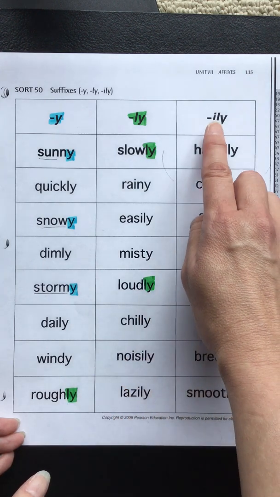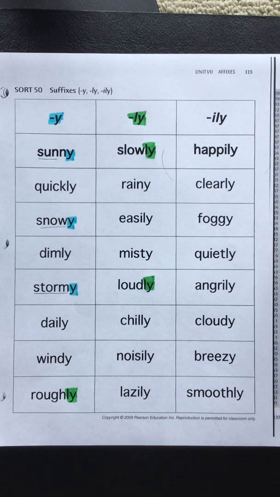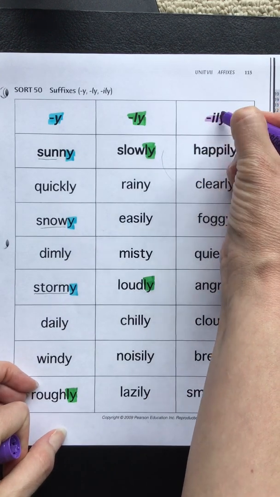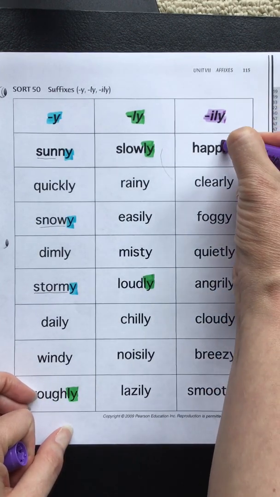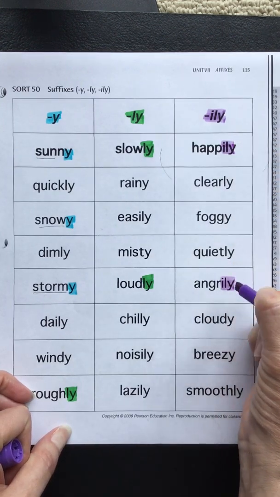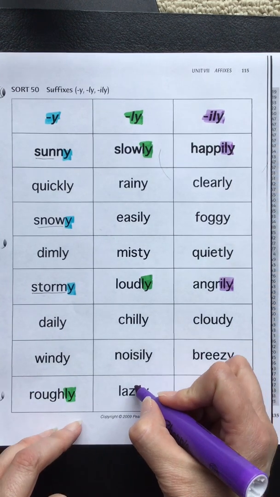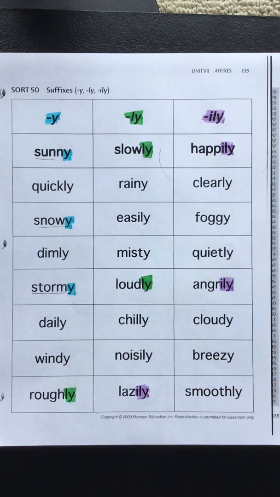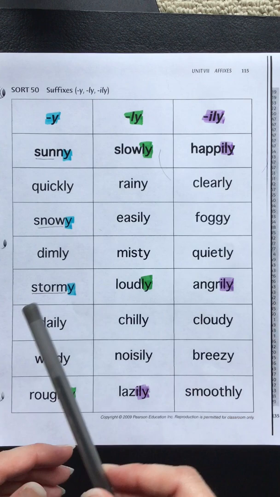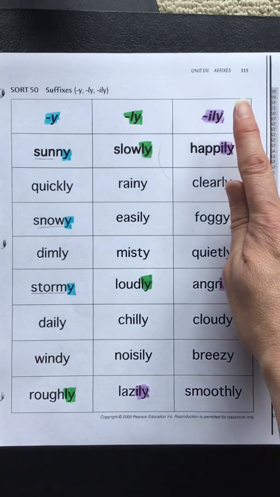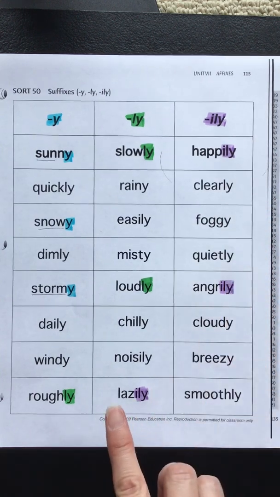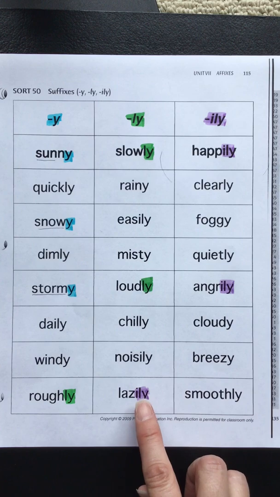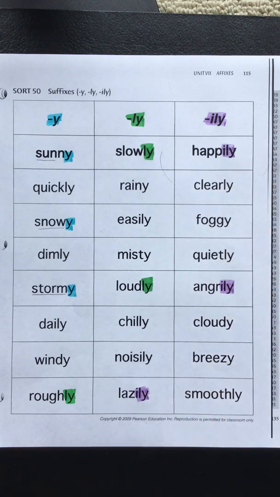Okay? ily does the same thing. Let's get purple for that one. It's just that these are words. I want you to see actually what happens. Happily, ily. Angrily, ily. Do you see another one? How about lazily? There are, of course, more, but we'll stop there. Okay, in all of these words, an adjective was turned into an adverb. The adjective happy, the adjective angry, and the adjective lazy all turned into adverbs. Okay, words that can describe verbs, adjectives, or other adverbs.